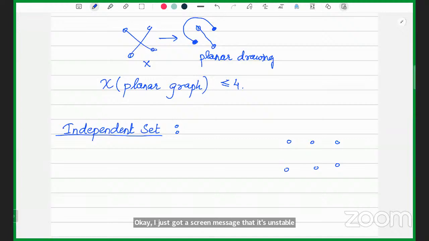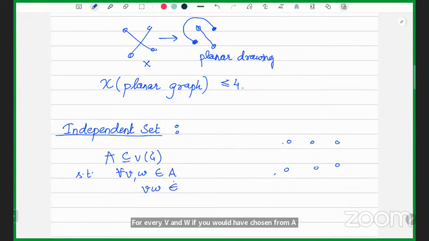Okay, great. So if I look at these vertices and there is no edge among any of these, then I say it's an independent set. What independent set means is some subset, let's say A, of the vertex set, such that for every V and W you choose from A, VW is not an edge. In such a case, A is an independent set.